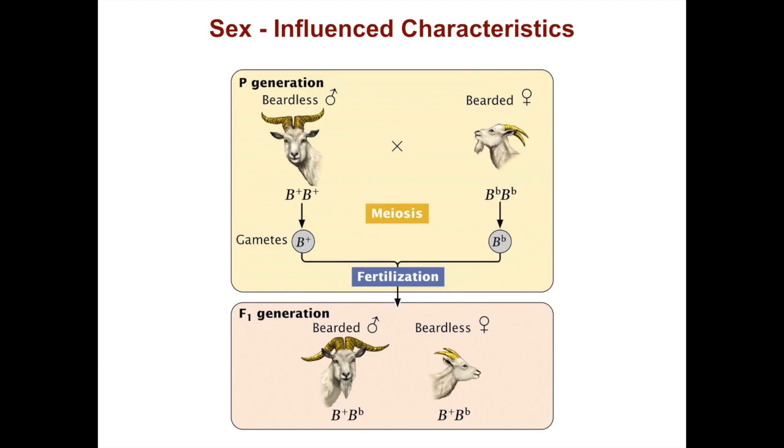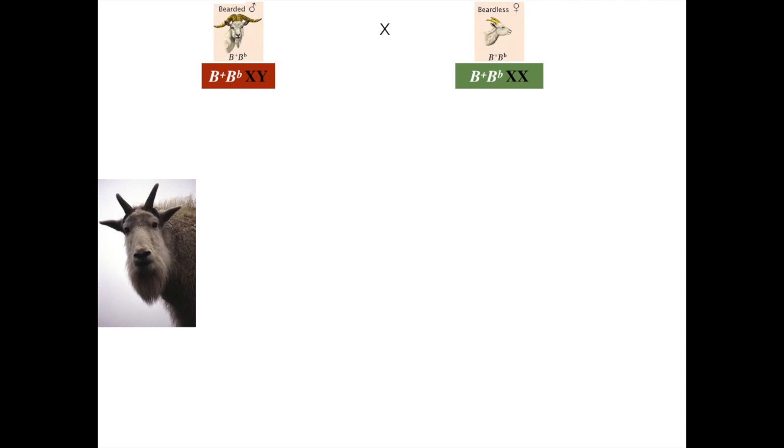So if we cross a beardless male, B+, with a bearded female who is homozygous for the beard-inducing allele, when we cross these, we should get heterozygotes that should both be bearded, potentially, because perhaps the bearded locus is dominant. But no, we get a phenotype that is determined by sex. So only males become bearded and females are beardless. So let's look at the crosses here.